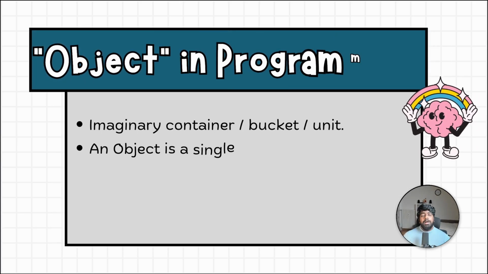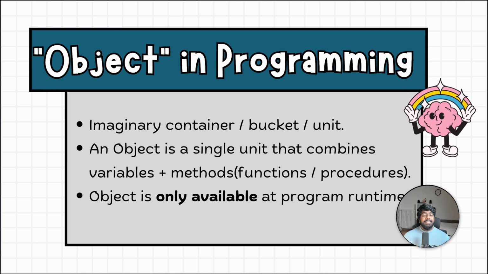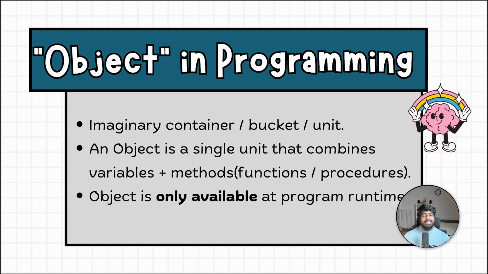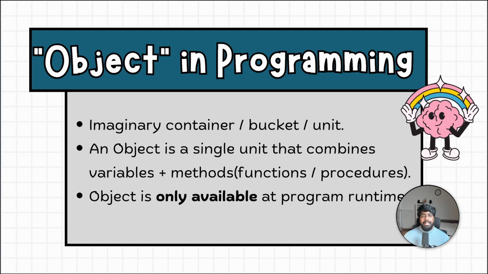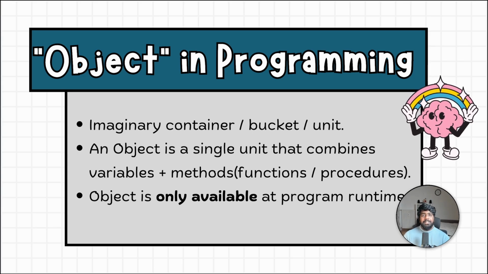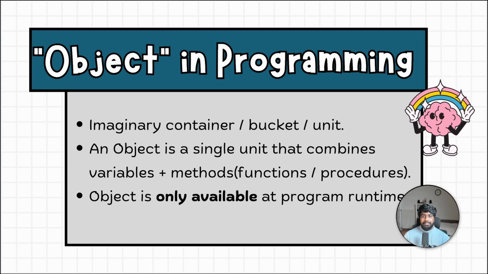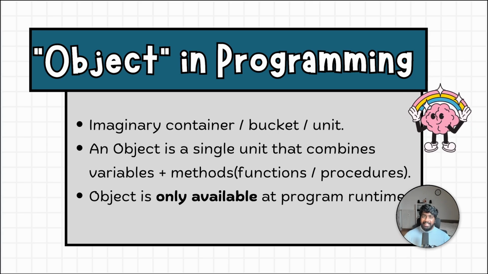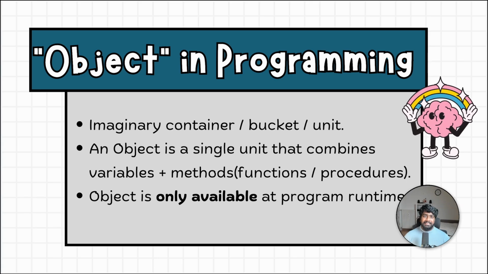When we are talking about objects in programming, it's a different idea. Objects are imaginary containers. These objects can be considered as logical units. These units are combined with variables and methods. Variables and methods combine together and create an object. Objects are only available at the program runtime. So this is the reason why I taught you about the program runtime at the beginning of this lesson.